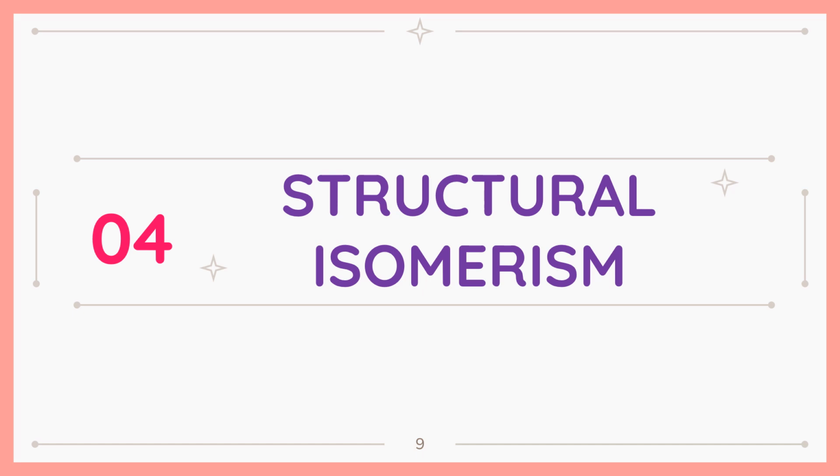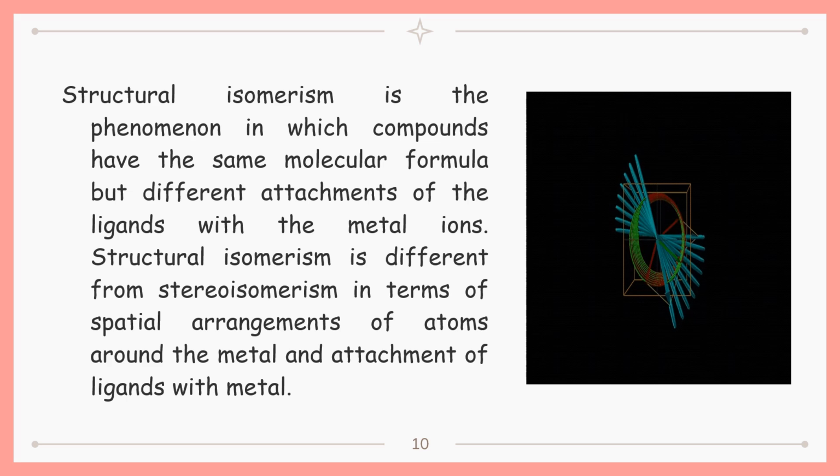Structural isomerism. Structural isomerism is the phenomenon in which the compounds have the same molecular formula but the attachment of the ligand with the central metal atom is different. Structural isomerism is different from stereoisomerism in terms of the spatial arrangements of the atoms.